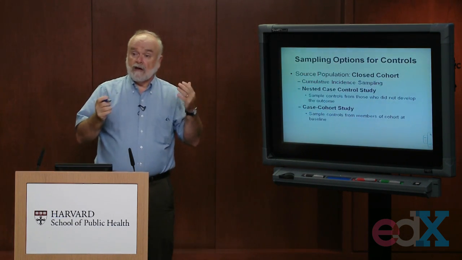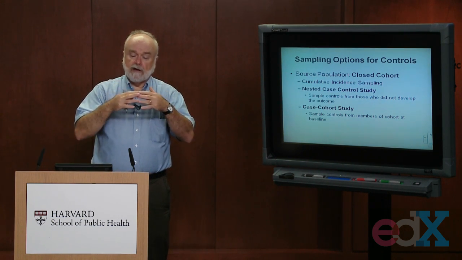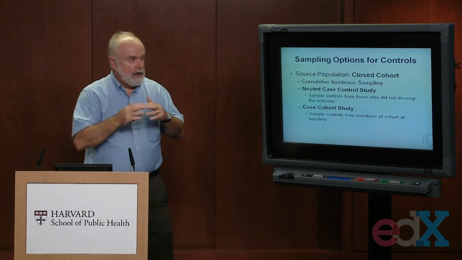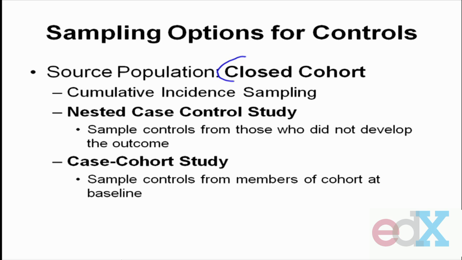So how are we going to select controls? In this series of lectures, we're going to talk about two main ways of selecting controls. If in our mind the underlying cohort study was closed, with fixed numbers of people followed for a fixed period of time, no losses to follow-up, some people became diseased and some didn't, there are two options in this closed cohort design for selecting my controls.